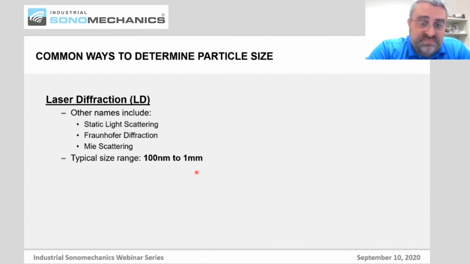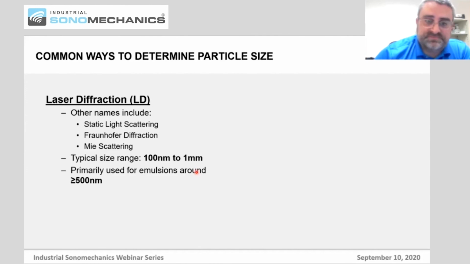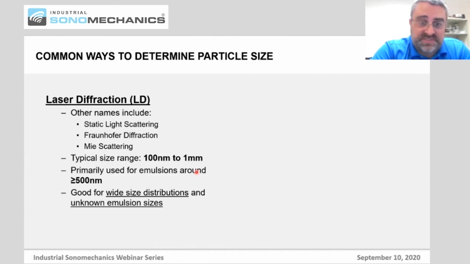For nanoemulsions, they're primarily used for emulsions that are just above 500 nanometers. So greater than or equal to 500 nanometers, laser diffraction works well. It's good for wide size distributions, especially when you have an unknown material or unknown sample, where you're not really sure where your sizes are going to be. And it could be up in the micron region, like 1 to 2 microns, or it could be down as low as just under 500 nanometers. But if you're just not sure, then it's a good technique to use to kind of get an idea of where you're standing.